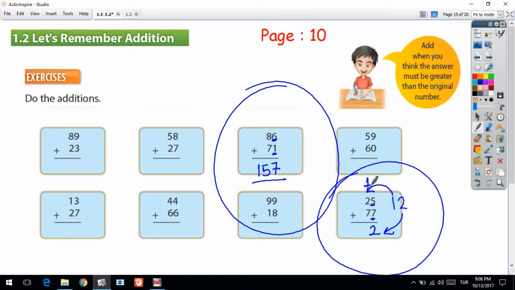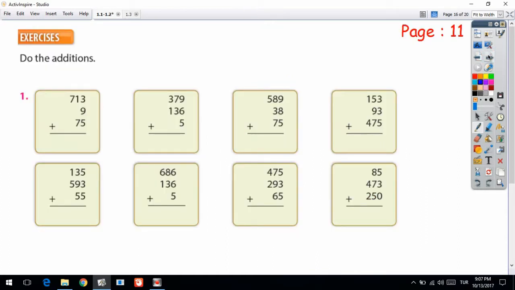So now we are in the tens digit. 1 plus 2, 3. 3 plus 7 is equal to 10. I am writing the answer. Then let's read it as 102. Okay, now let's continue. We are on page 11. There are exercises. I guess we have two exercises on this page.